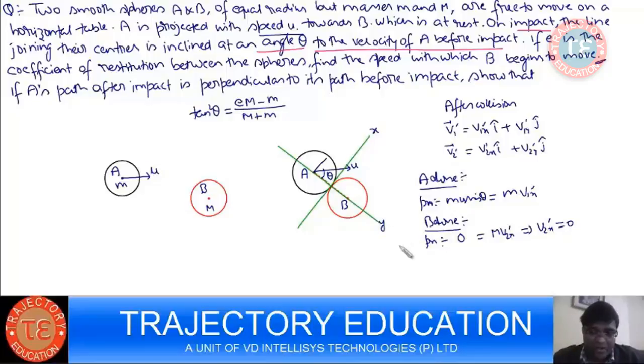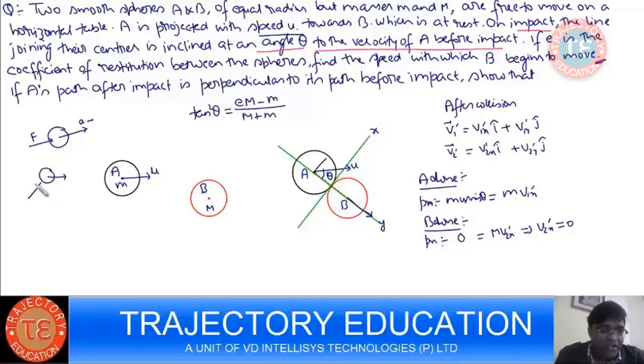It means B is going to move only along y. And that's quite obvious, because see, your B is at rest and you exert a force in this direction. So obviously, when the body is at rest and you hit the body in this direction, the body is going to move in that direction. Quite obvious. You apply a force in this direction, the body is going to accelerate and move in this direction.